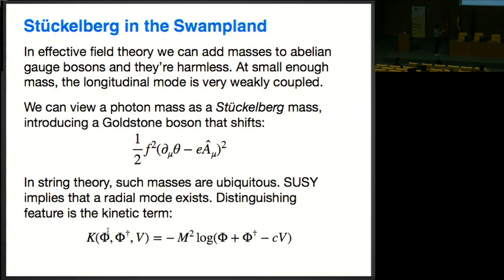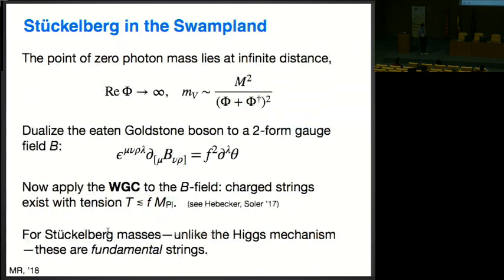And so SUSY means that this Goldstone that got eaten by the gauge field has a radial partner. So that looks kind of like a Higgs mode, but it's not really a Higgs boson. In particular, there's no point in field space where the photon mass actually goes to 0 when you have this kind of kinetic term. And so what happens when you have a Stückelberg mass is the limit you want to take to get to 0 photon mass is actually at infinite field range, logarithmically infinite in the same kind of way we've been seeing over and over.